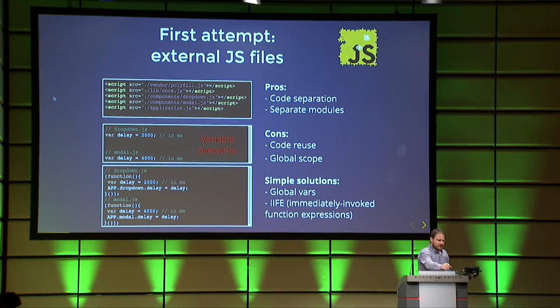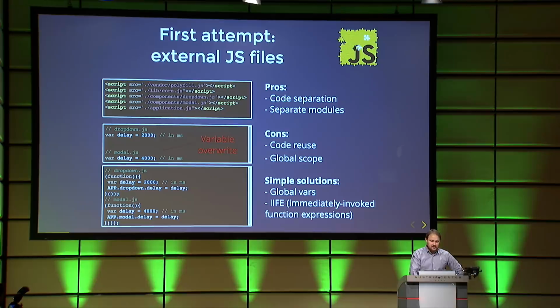Many years ago, when JavaScript just started, around 1997, we had the first attempt: external JavaScript files. You remember, you put a script tag, you put some files. Nice try. Pros: code separation in separate files. Cons: code reuse and global scope. Do you remember we had variables, not const and let like now? Every time you put the same variable in a different module, absolutely wonderful idea, it was overridden, because they were global variables, nothing like scope for a module.